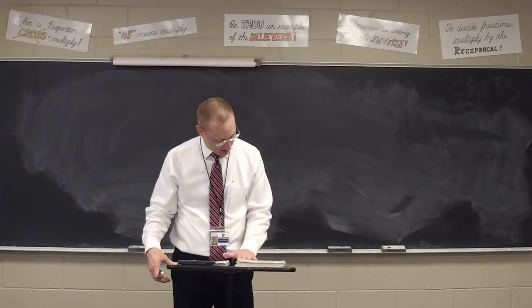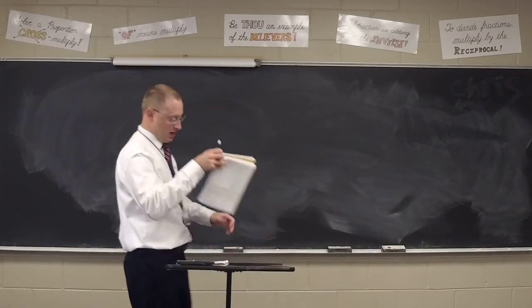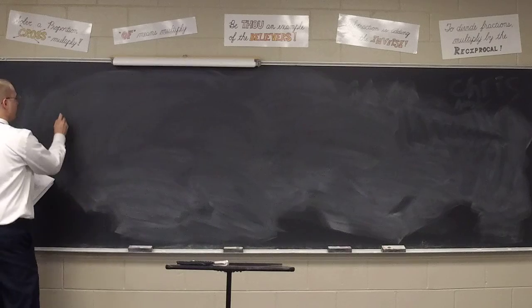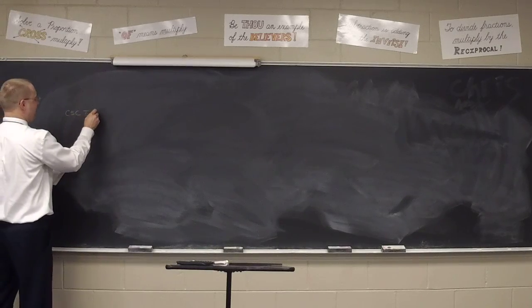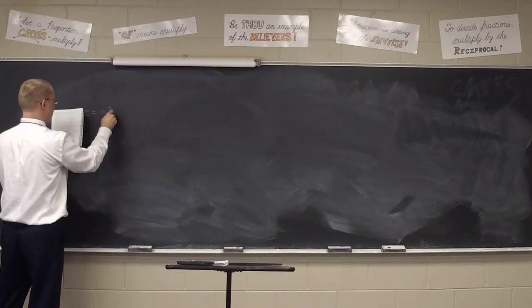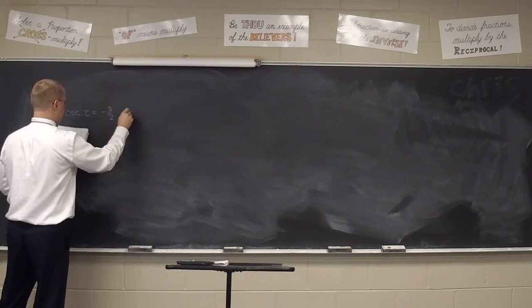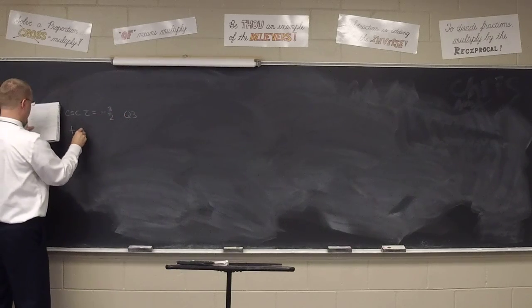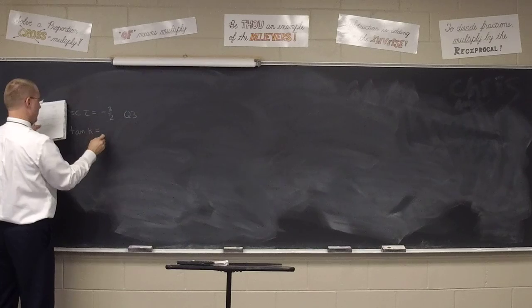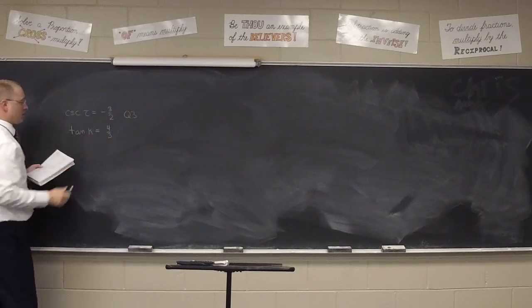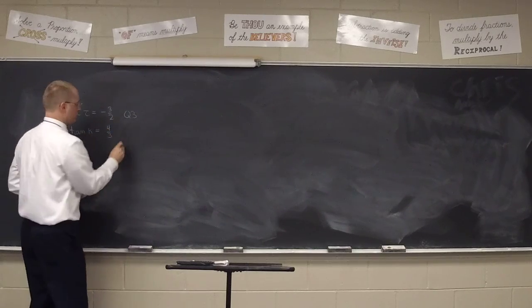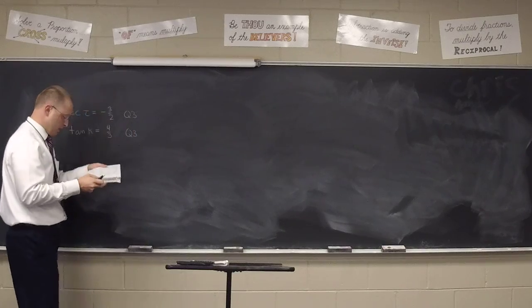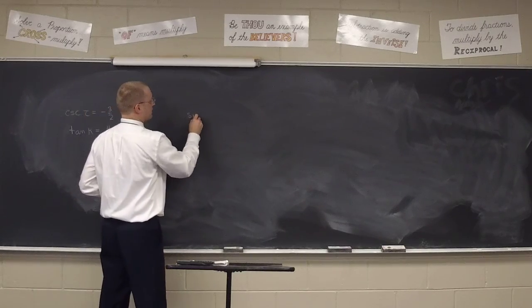So anyway, all right. Let's take a look at number 15. Let's do tau and kappa. We are given that the cosecant of tau is -3/2 in quadrant 3. We're also told that the tangent of kappa is 4/3. That is also in quadrant 3. The question is, what is the sine of tau plus kappa?